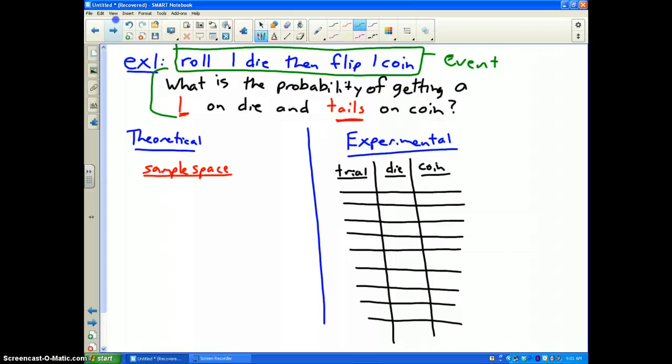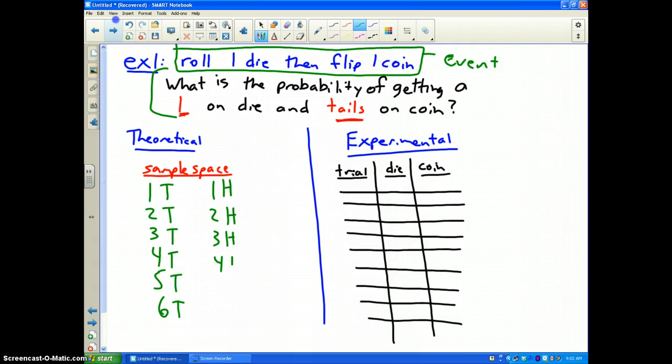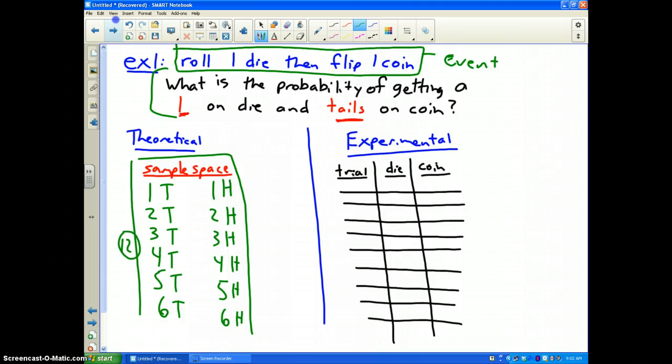Well, if I list the sample space, I could get on the die a 1 and tails, a 2 and a tails, a 3 and a tails, a 4 and a tails, a 5 and a tails, and a 6 and a tails. That's some of the outcomes. But I could also get heads on the coin, so I could get 1 on the die and heads on the coin, 2 on the die, heads on the coin, etc. And if I list all of these, you will see that there is a total of 12 outcomes in the sample space.